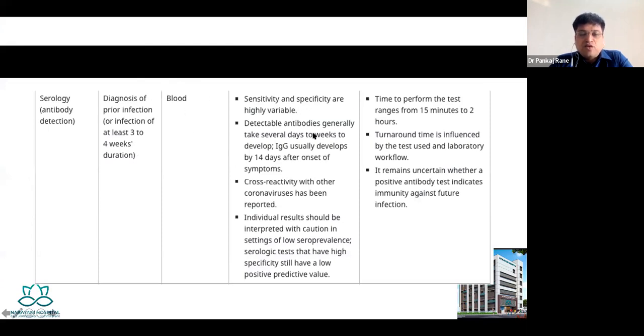Sample is blood. So sensitivity and specificity are very variable. Detectable antibody generally takes several days or weeks to develop. जनरली 14 दिवस लागतात अँटीबॉडी डेव्हलप व्हायला, म्हणून आपण वॅक्सिनेशन नंतर 14 दिवस असं म्हणतो की त्याला प्रोटेक्शन मिळालं. Cross reactivity with other coronavirus rather than SARS-CoV-2 has been reported. Time to perform ranges from 15 minutes to 2 hours. Turnaround time is influenced by laboratory and workflow. It remains uncertain whether positive antibodies indicate immunity against future infection.